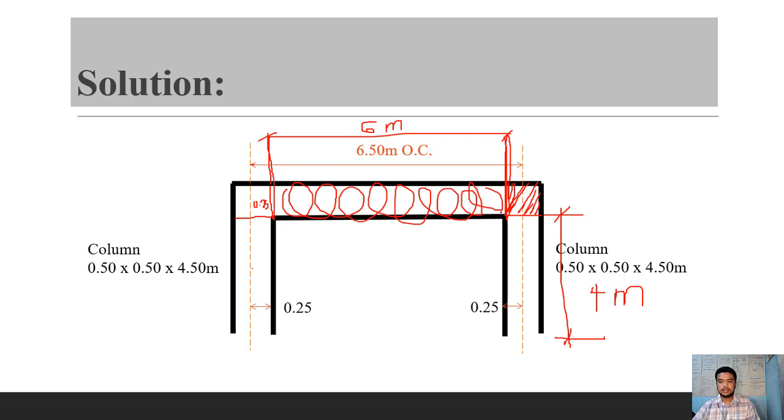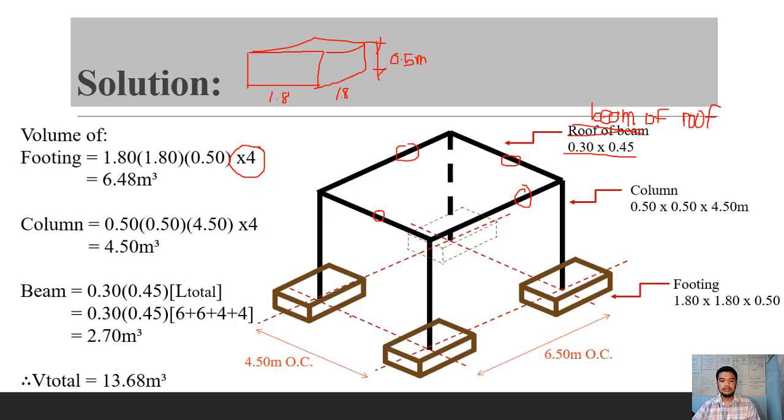Same as true with this side of the beam. It is only 4 meters because you will deduct 0.5 and 0.5. Therefore, the dimensions that are used are 6, 6, 4, and 4.